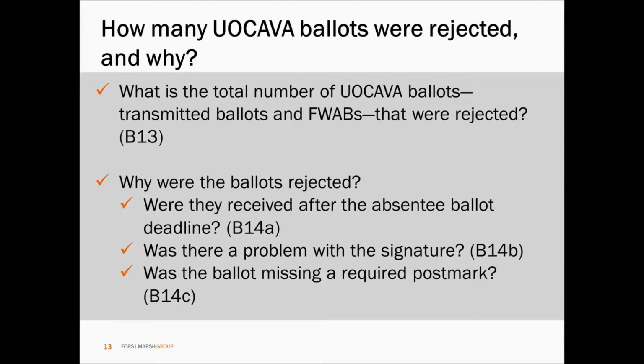So next we're getting into the number of UOCAVA ballots that were rejected and why they were rejected. So B13 is the total number of ballots. Again, here we're combining transmitted ballots and FWABs. How many of these total UOCAVA ballots were rejected? And then for questions 14A, B, C, and so on, how many of them were rejected? Were they received after the deadline? Was there a problem with the signature? If you're in a state that requires a postmark, was the ballot missing a postmark? So in the B14 series, you'll be reporting why the ballots were rejected.